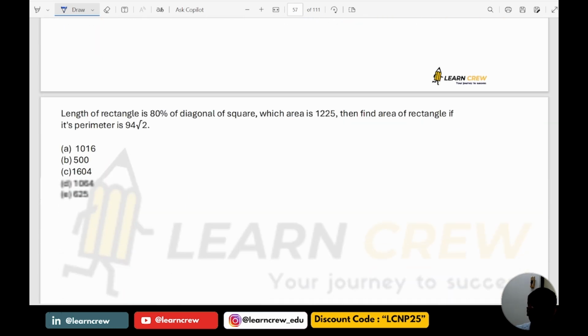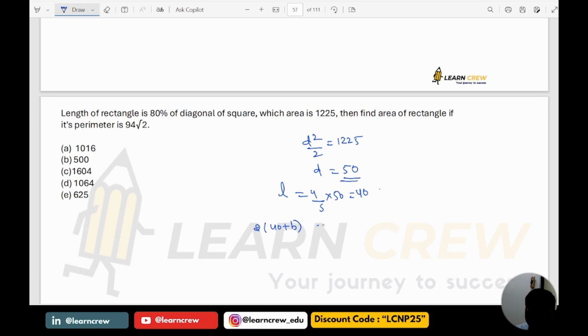Next. The length of a rectangle is 80% of the diagonal of a square, whose area is 1225. So you can say diagonal d squared by 2 is 1225, so you will get d as 50. The length of the rectangle would be 80% of 50, which is 40. Now its perimeter is given as 94√2. Perimeter means 2 into L plus B, so 40 plus B would be 47√2. So B is 47√2 minus 40.